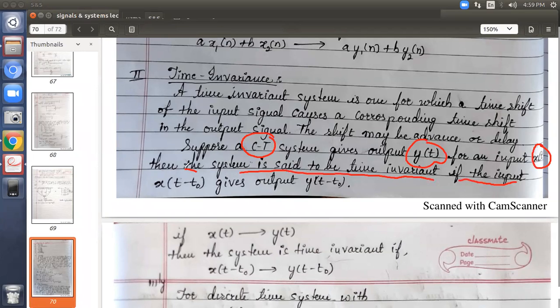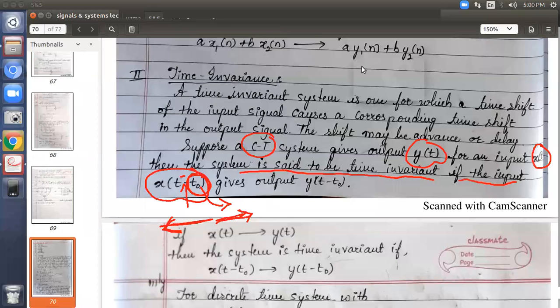if the input is x of t minus t naught. What does this indicate? T minus t naught indicates a shift of time, and we don't know what the sign of t naught is. We have already seen in module 1, the signals part, the time shifting property. So depending on this sign, you will get either a left shift or a right shift. Left shift indicates advanced, right shift indicates delayed. So the sign minus or plus will decide this advanced or delayed shift.